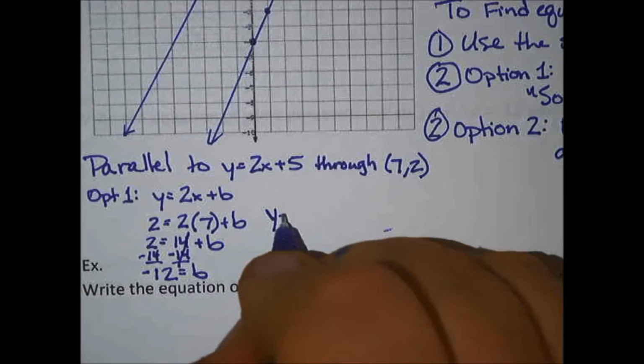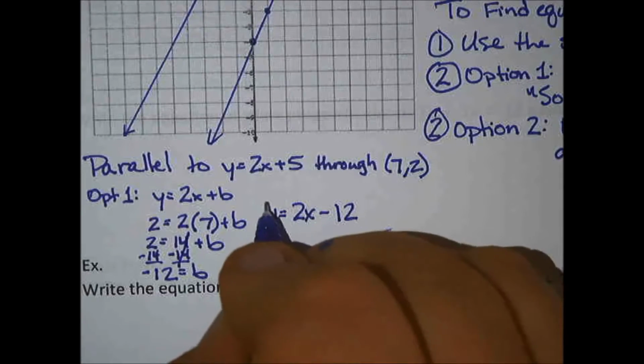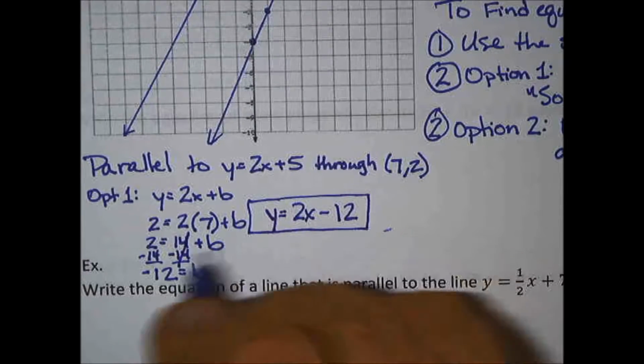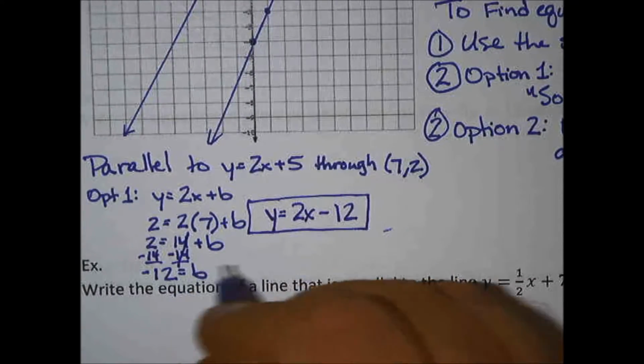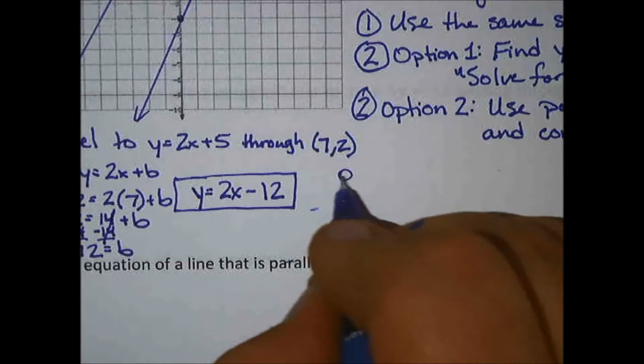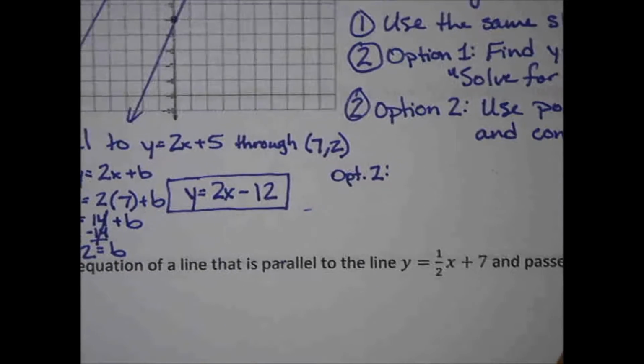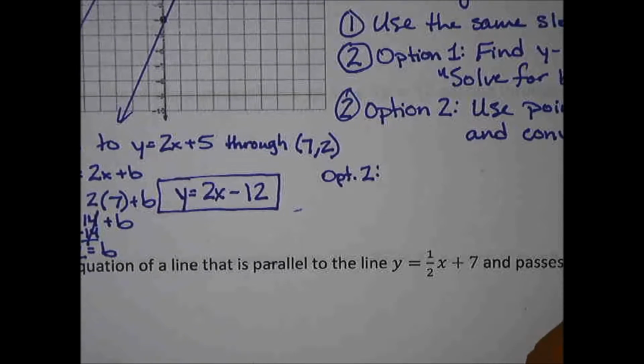So we could say that y equals 2x minus 12. All right? And that's not too much work. You know, you're just plugging in that point and figuring it out. Or let's check option 2 and see if we come up with the same thing. You know that since I'm bringing it up, it probably does give us the same thing.